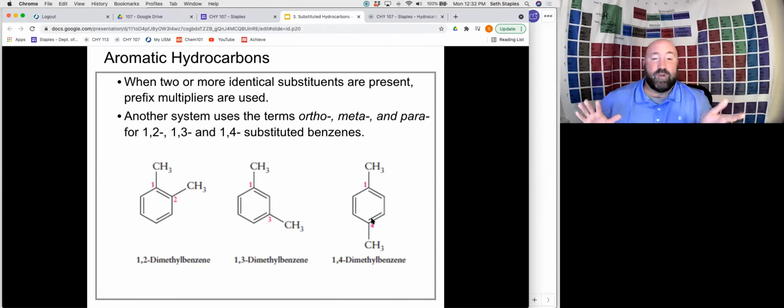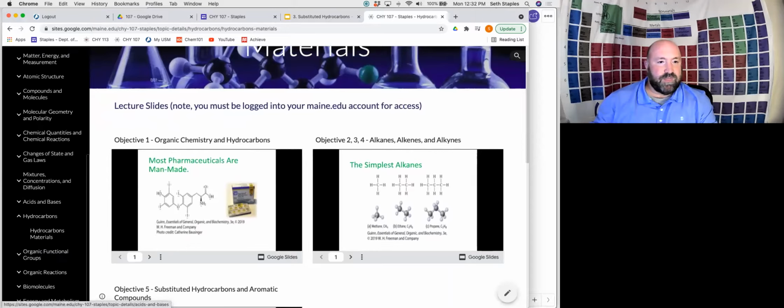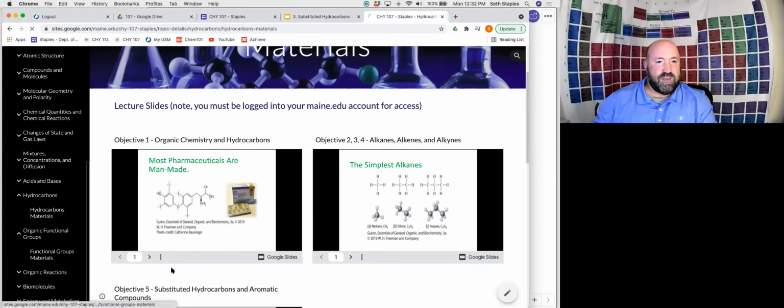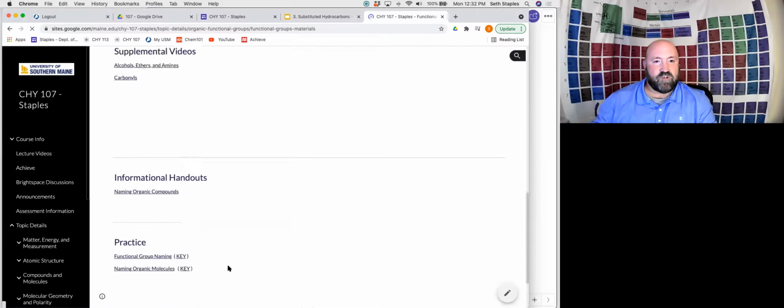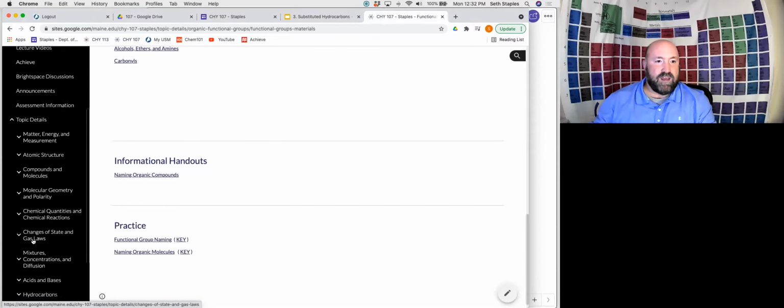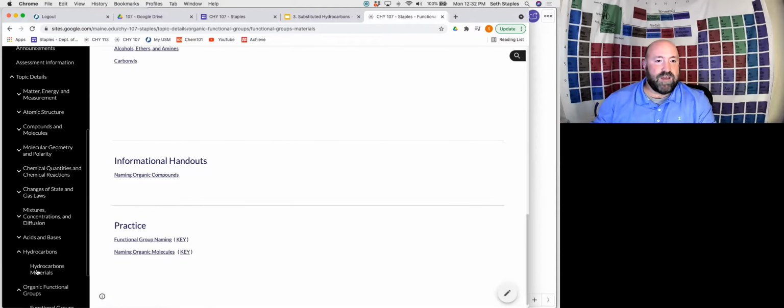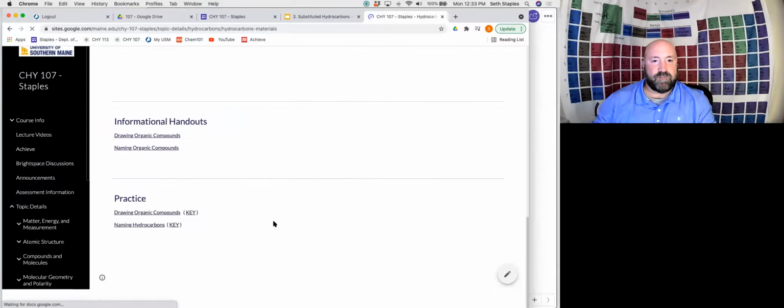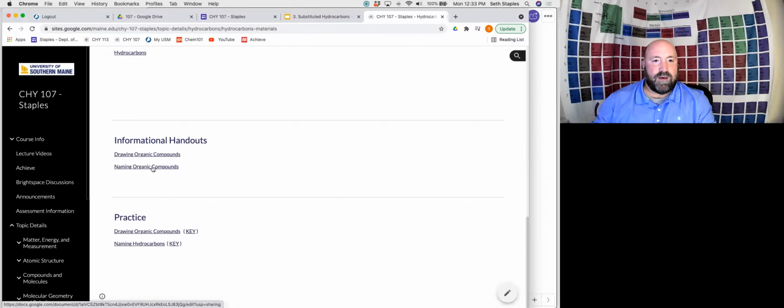Now, I know we're starting to get into a lot when it comes to our naming rules, so I want to point out, if you haven't found it already, when we go to our website, we go to the materials for hydrocarbons, and I think I also put the same sheet, let me double check, under the functional groups, which we're going to talk about next. I did. So this naming organic compounds handout. So again, you can also find it under the hydrocarbons materials, naming organic compounds.